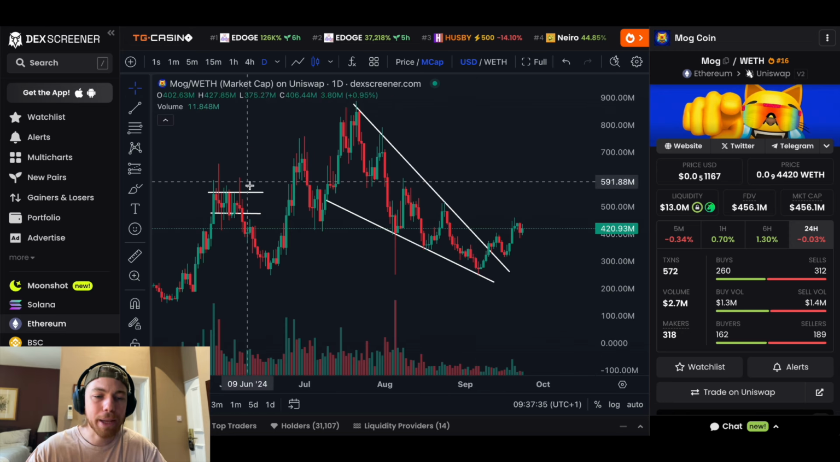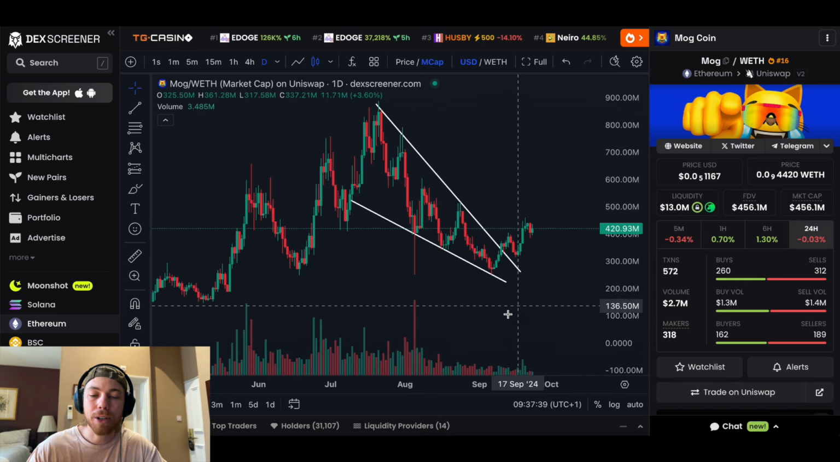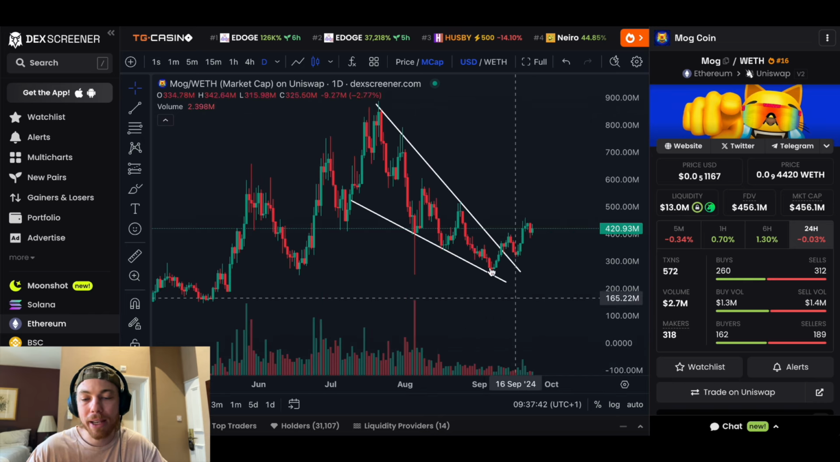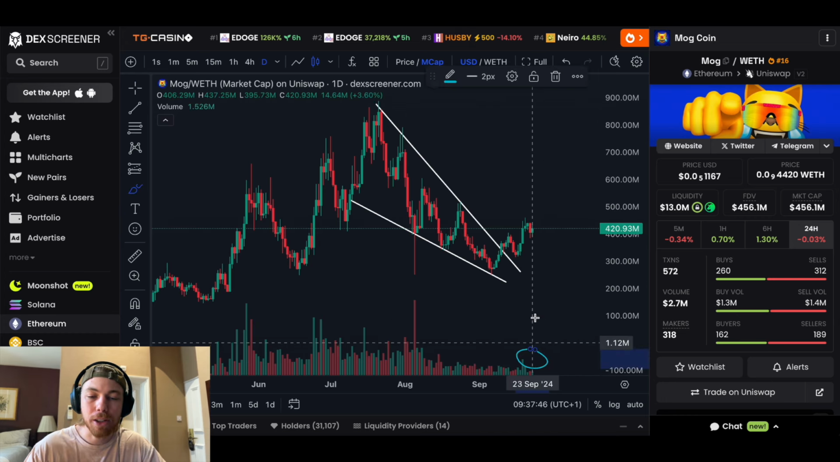Now, a couple other things to pick up on the chart. What you can see down the bottom is obviously volume. So volume is really important. And what you did see is that volume did start to pick up during this latest breakout. Now, ideally, you do want to see this continue for a little bit longer so that we can maybe start to make some higher highs.